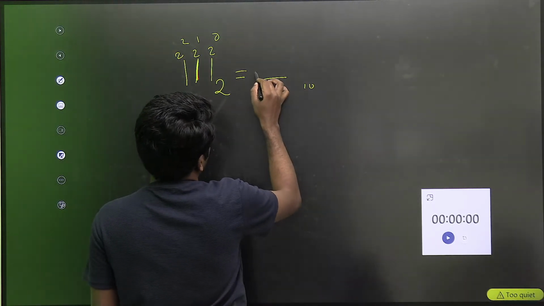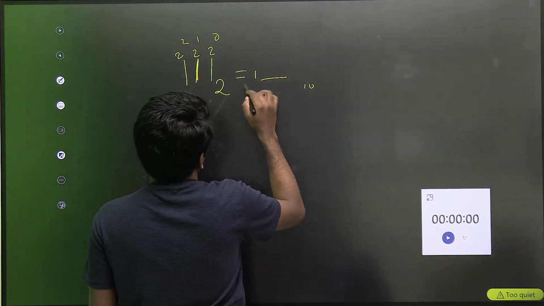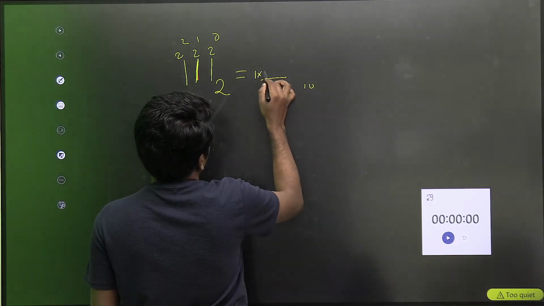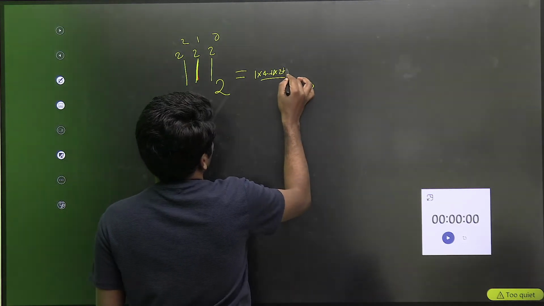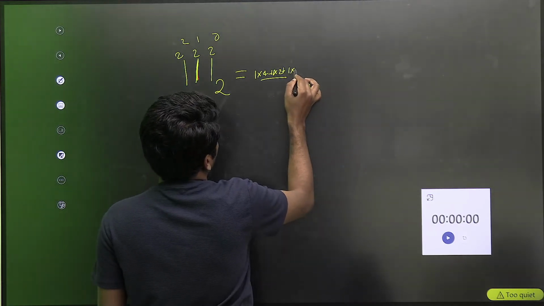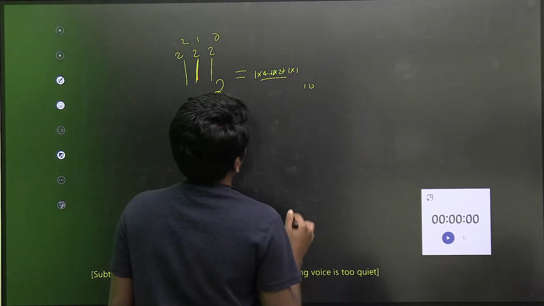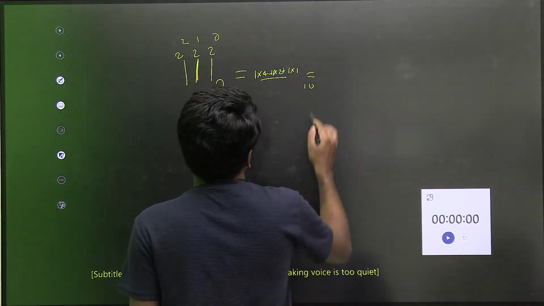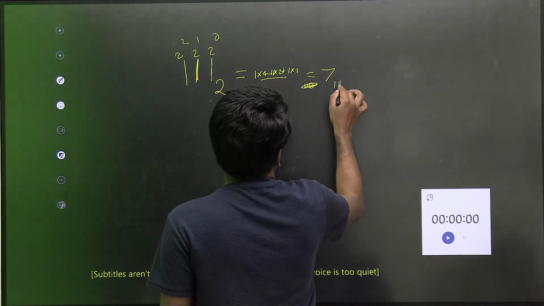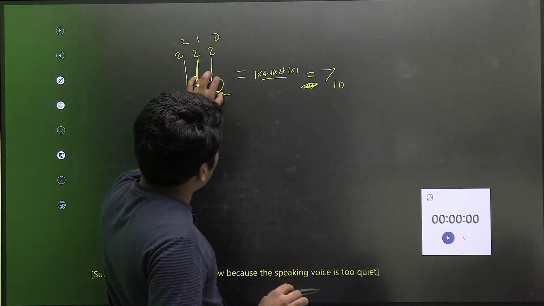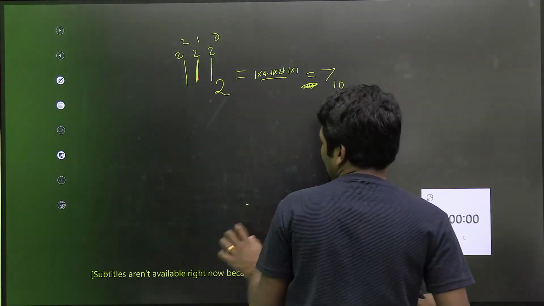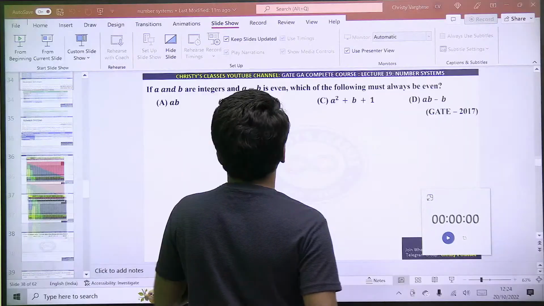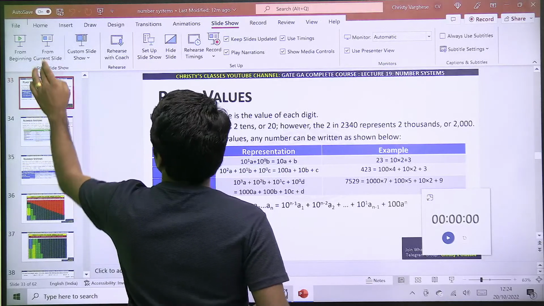1 into 2 raised to 2 तो 1 into 4 है. Plus 1 into 2 है. Plus 1 into 1 है. So 4 plus 2 plus 1, 7 will be the equivalent number in base 10. 111 in base 2 is 7 in base 10. Are you all understanding that? 7 in base 10.